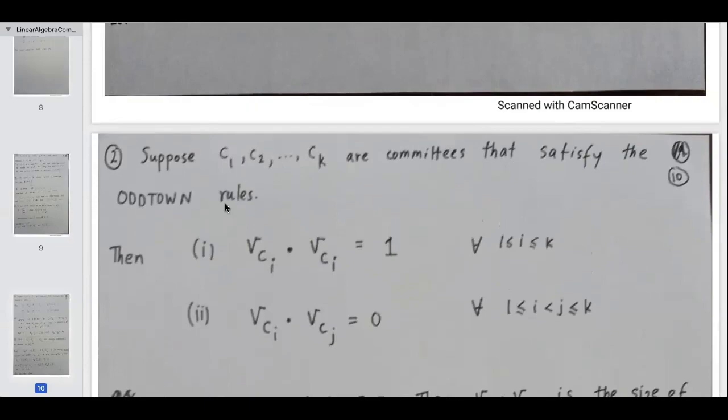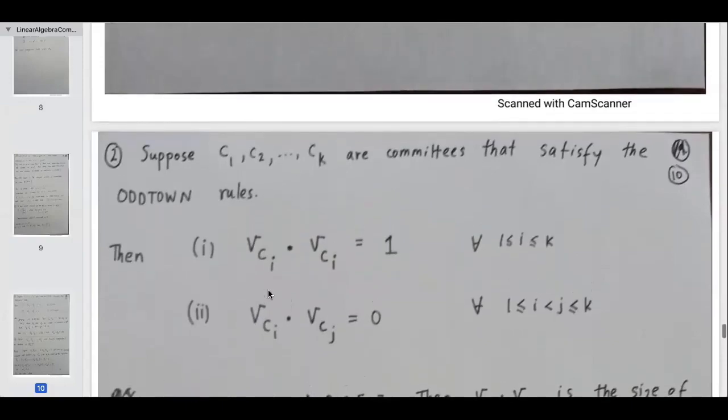Then we must have that VCi dot VCi is equal to 1 for all committees. That is because VCi dot VCi just counts the number of people in that committee, or the number of elements in the set Ci, but we're doing computations over F2, where if it's an odd number we make it 1 and if it's an even number we make it 0. So since the condition is that it has to be odd, the VCi dot VCi must be 1 if these committees satisfy the Odd Town rules.